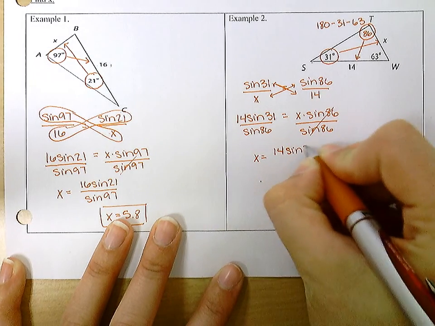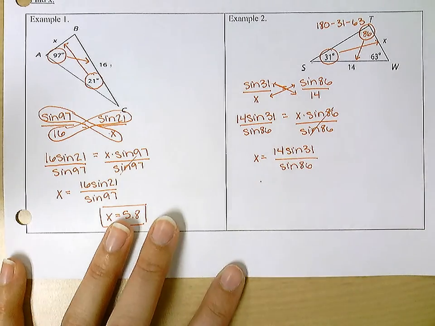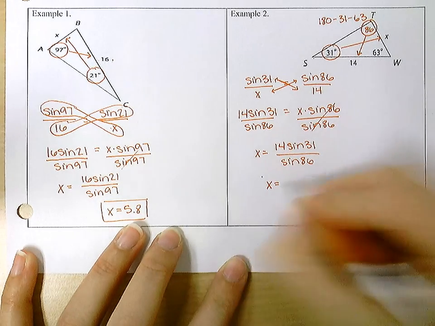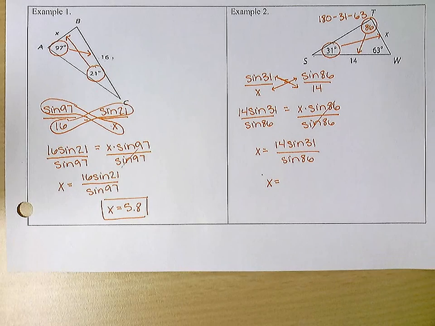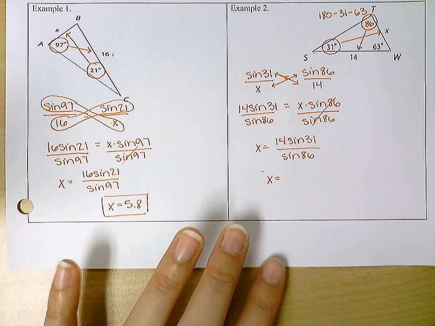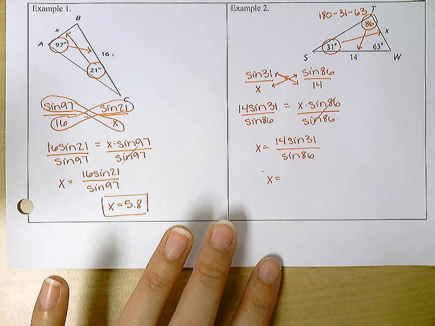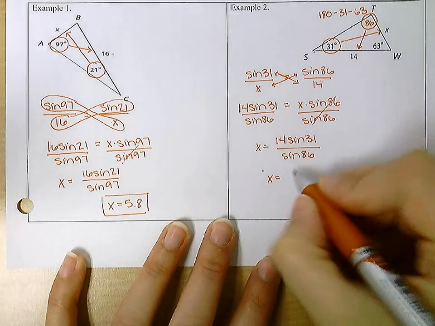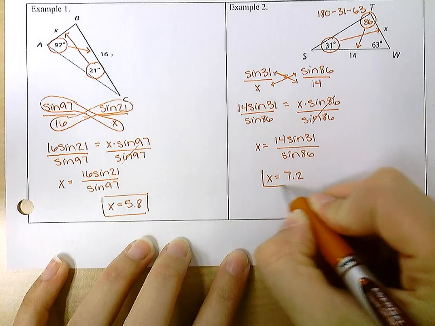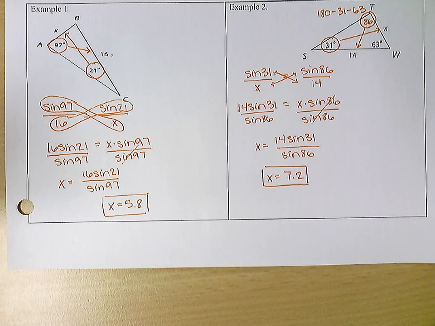So try and enter that into your calculator again, just so you know you can do it correctly. I'm going to give you a little time so you can enter it into your calculator. I want you to practice that. I got 7.2. Questions on your first two problems here?